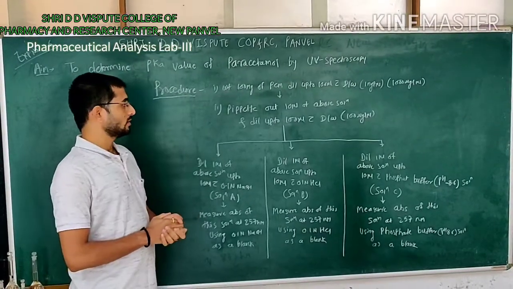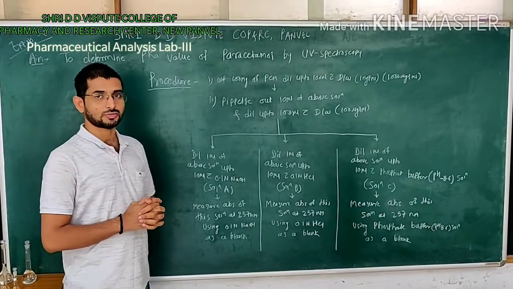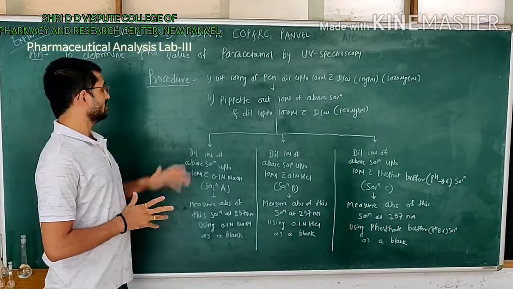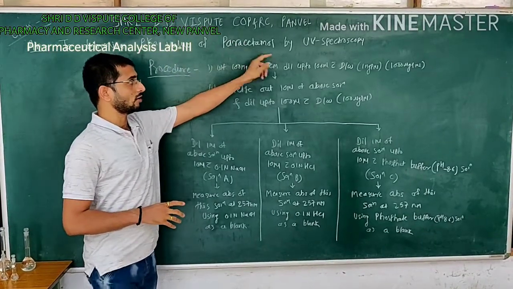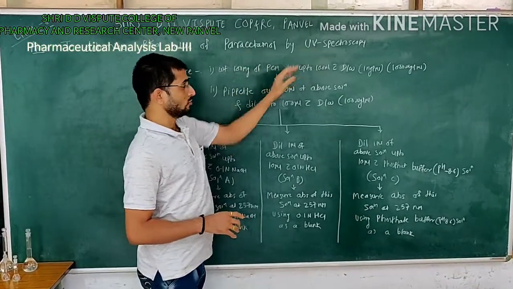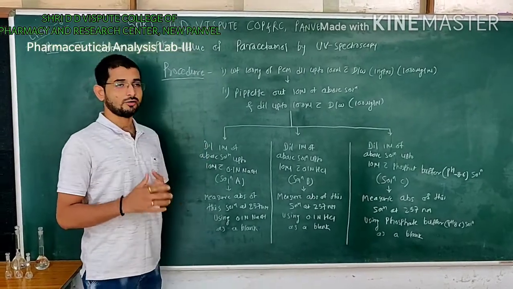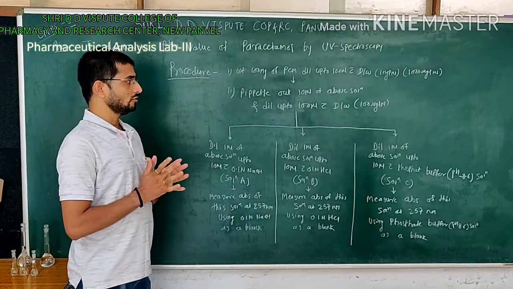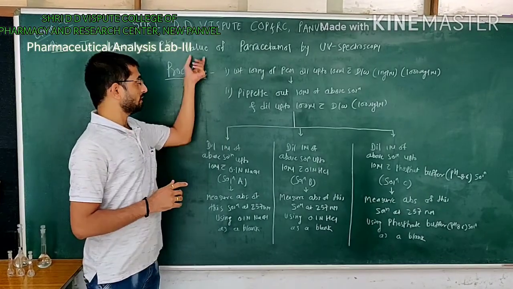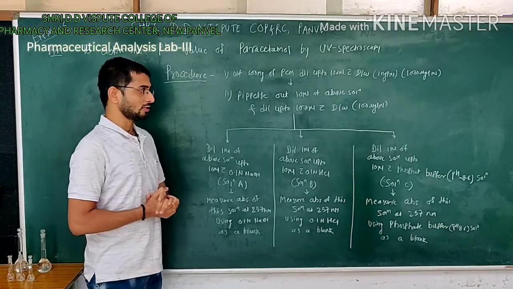Welcome you all. Today we are discussing the next experiment, experiment number 6: determination of the pKa value of paracetamol by UV spectroscopy. How much of the drug gets ionized or unionized with the effect of the solvent can be determined by the pKa value. That is, the acid dissociation constant is determined by UV spectroscopy.